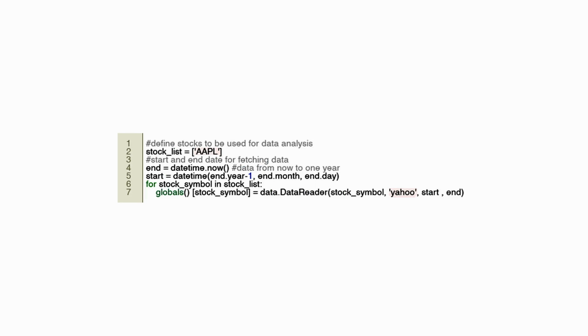This code is for analyzing data. It sets up a variable, stocks, that holds the stock symbol AAPL. It also creates end, which is today's date and time, and start, which is the date from 1 year ago. The code gets data for each stock between these dates.